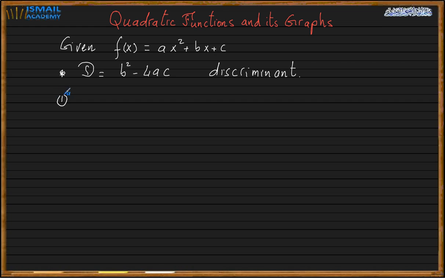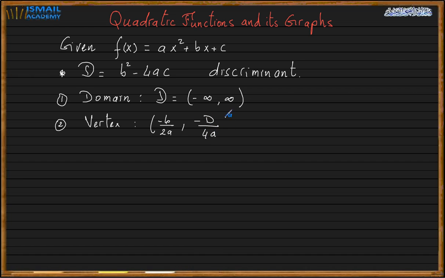Like I said, the first thing you need to define is your domain, and we already know that the domain of any polynomial function or quadratic function is minus infinity to infinity. So this is always the domain. The second thing we need to look for is the vertex, which is defined by minus b over 2a, because it's a point, it has two coordinates. The x coordinate is minus b over 2a and the y coordinate is minus the discriminant over 4a.